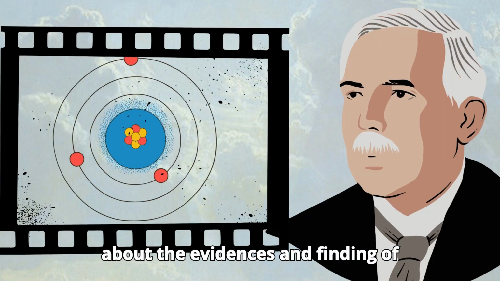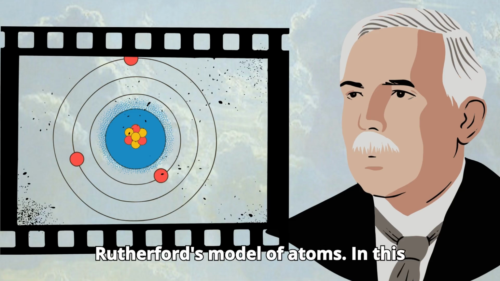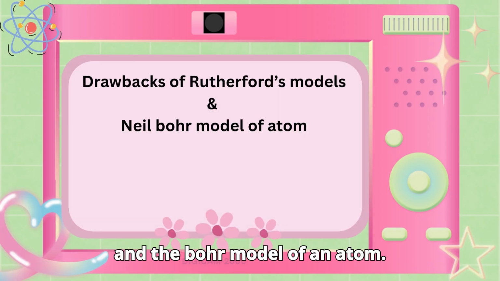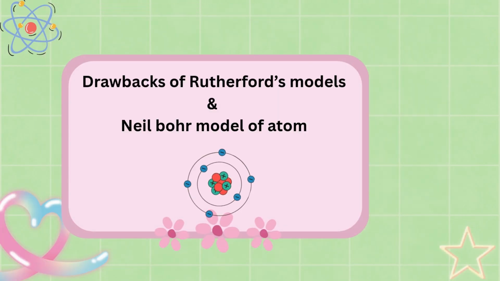In the previous video, we had read about the evidences and findings of the Rutherford model of atoms. In this module, you will learn about its drawbacks and Bohr's model of an atom.